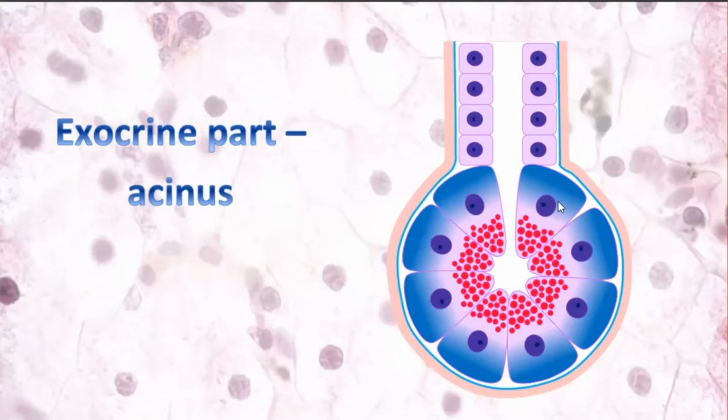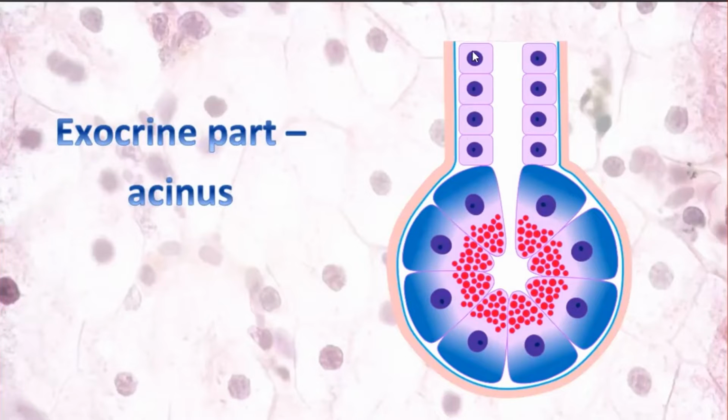Here we can see acinus of pancreas. It's composed of serous secretory cells. They are called pancreatocytes or pancreatic secretory cells. And also we have duct. Also it's intercalated like duct of salivary glands.